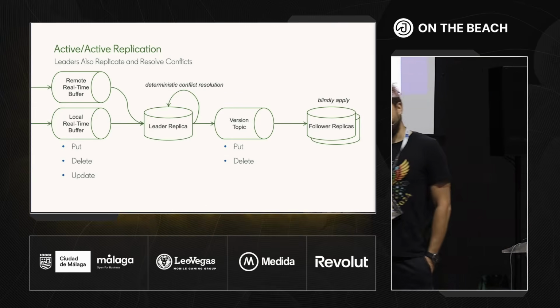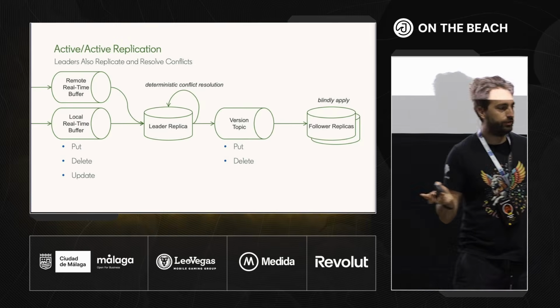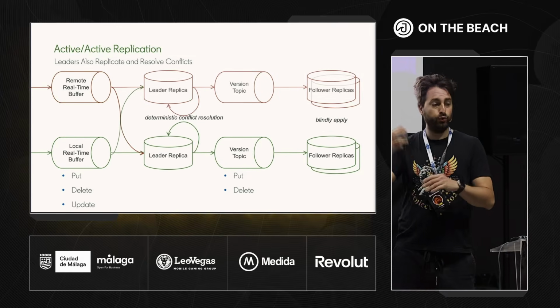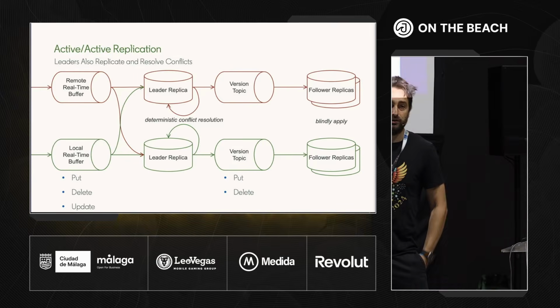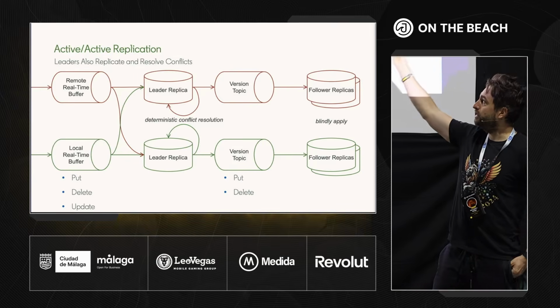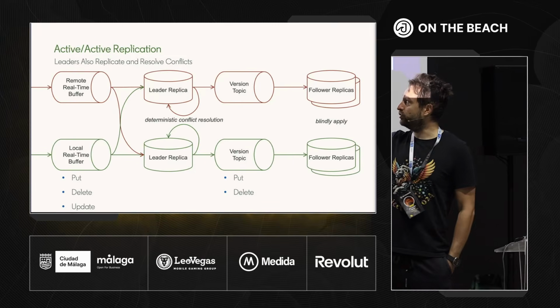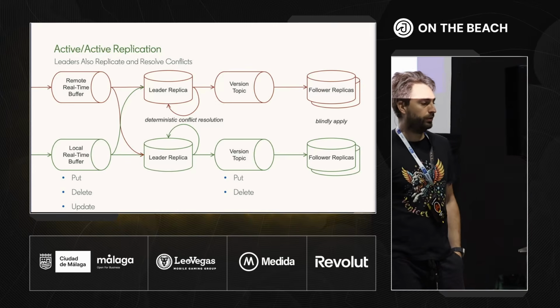Another responsibility of the leader is that it performs replication. So Venice is a multi-region system. And here I'm going to present what two regions would look like. So in the bottom row, the green icons are, let's say, region A, and the red icons at the top are region B. And there is actually a leader replica in each of the regions, right? And they're independent from one another.